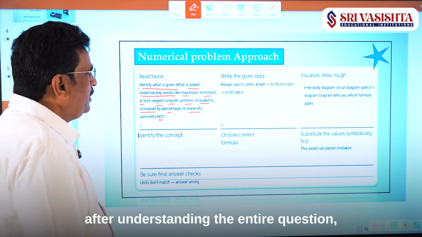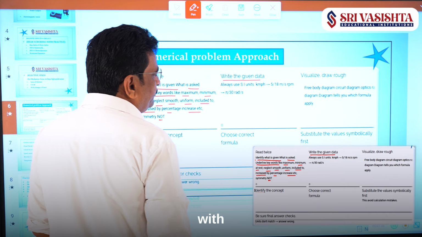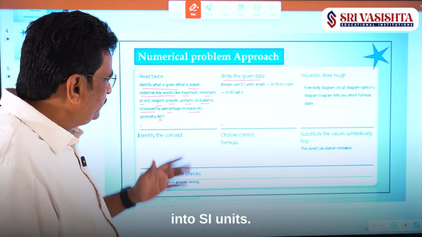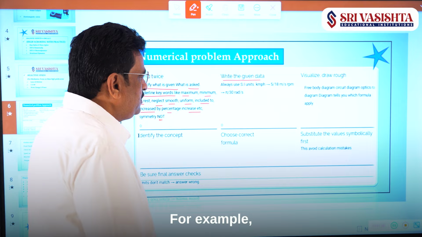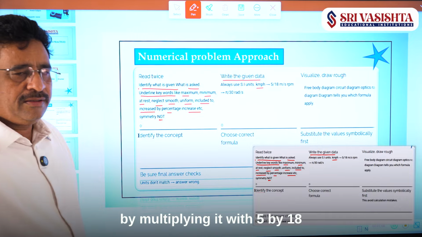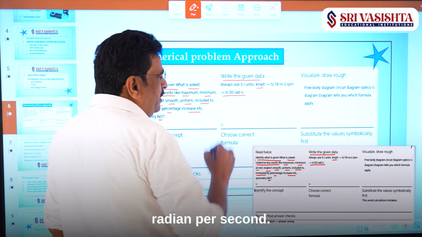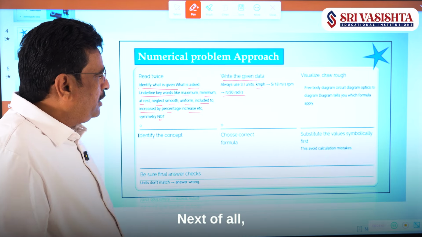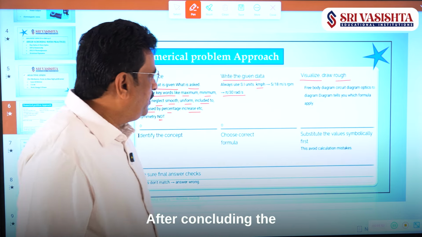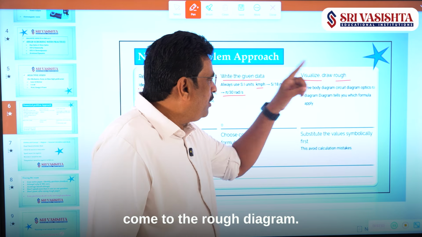After understanding the entire question, write the given data in SI units and convert all practical units into SI units. For example, convert kilometer per hour into meter per second by multiplying with 5 by 18, and RPM into radian per second. Next, visualize and draw a rough diagram.